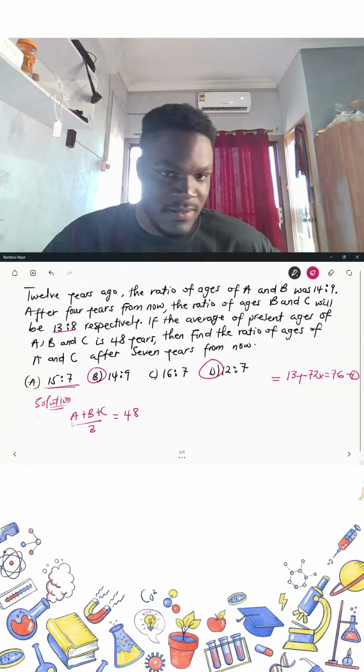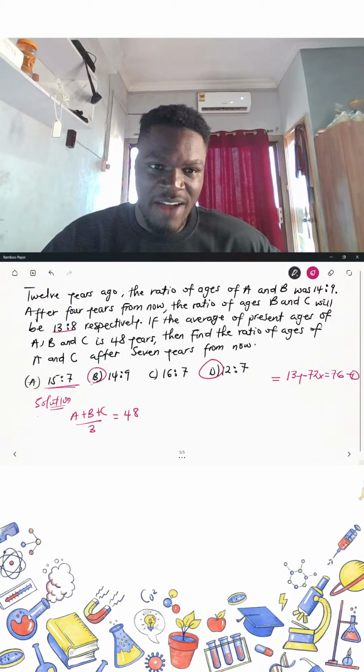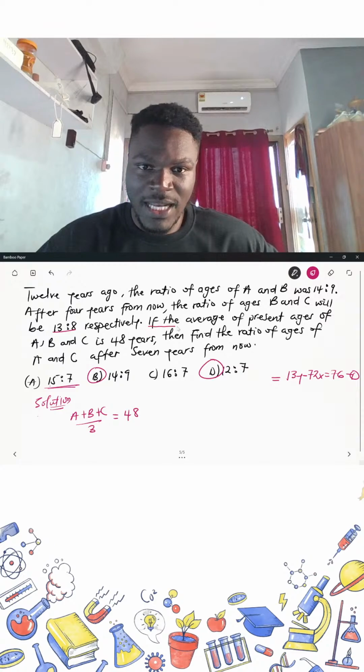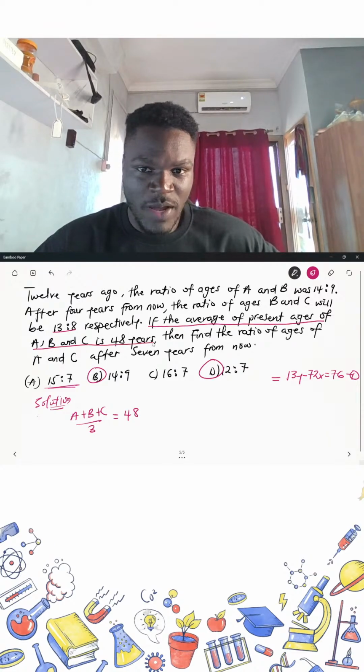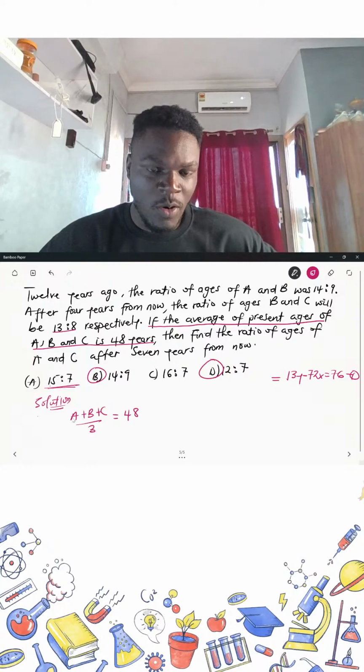Leave him. Let's focus on this. We know that the average, taking the second aspect of the question from the average side over here, the average of A plus B plus C, okay, average is A plus B plus C over 3, and they are saying it is equal to 48.